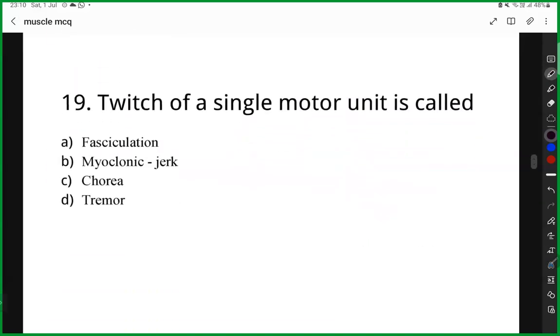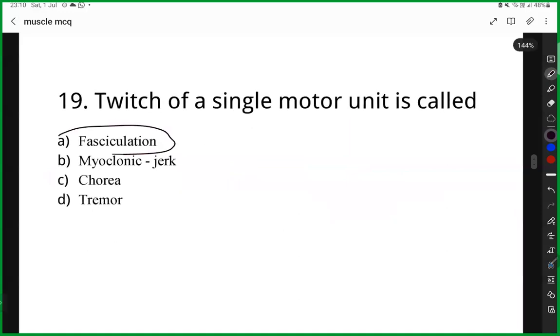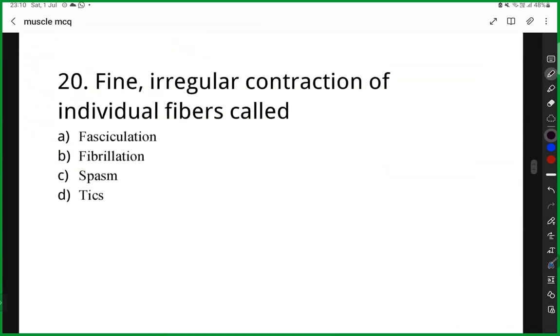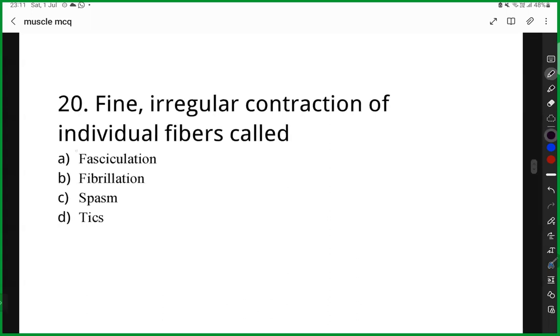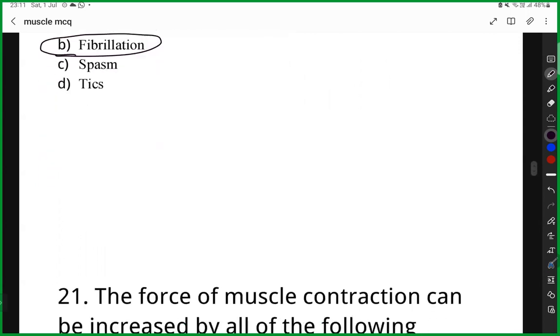Twitch of a single motor unit is called fasciculation. Remember, fasciculation is the contraction of an individual motor unit. Fibrillation is a contraction of an individual muscle fiber. Next one: fine irregular contraction of individual muscle fibers. I told you already, when there is a contraction of your muscle fibers, you call it fibrillation. When there is a contraction of an individual motor unit, that is fasciculation. Contraction of individual fibers, you call it fibrillation.